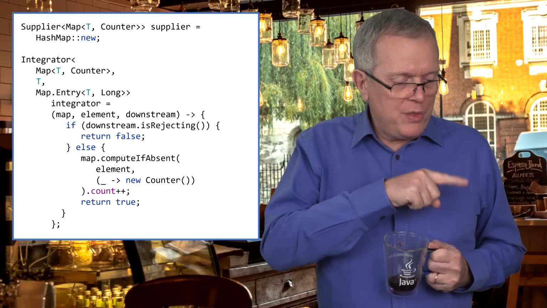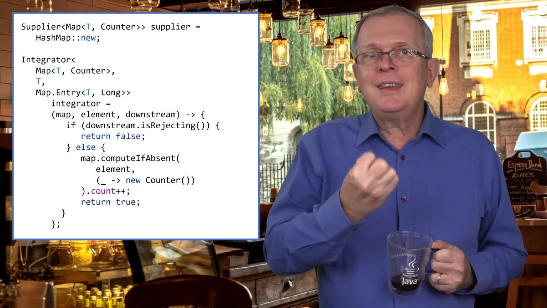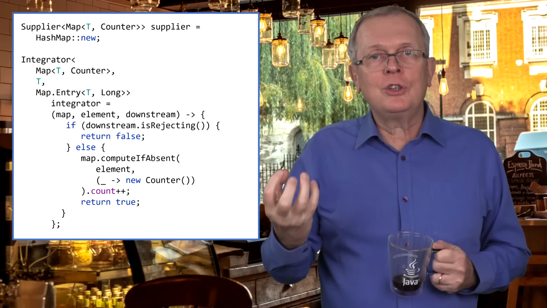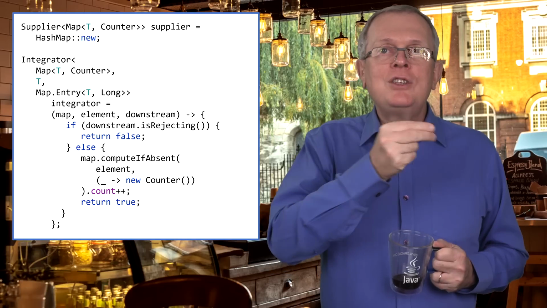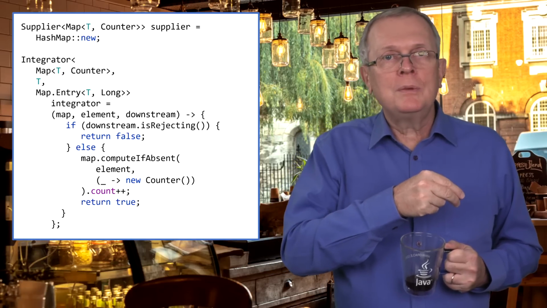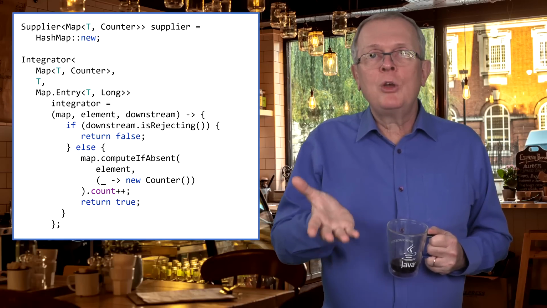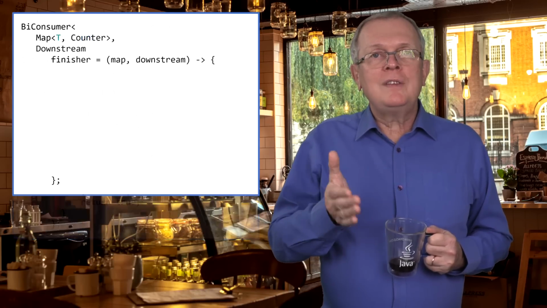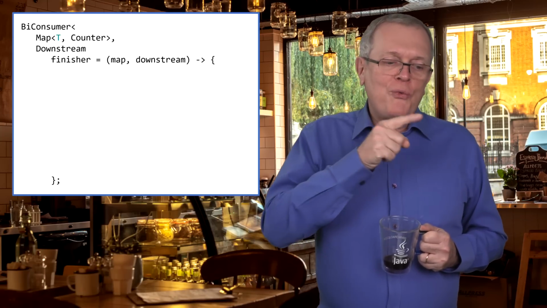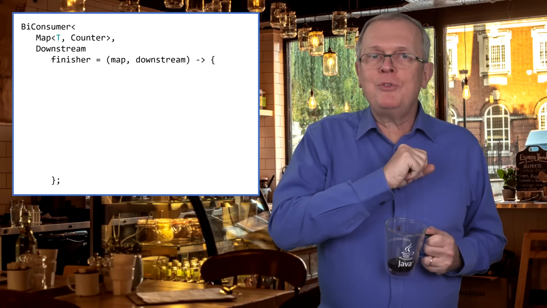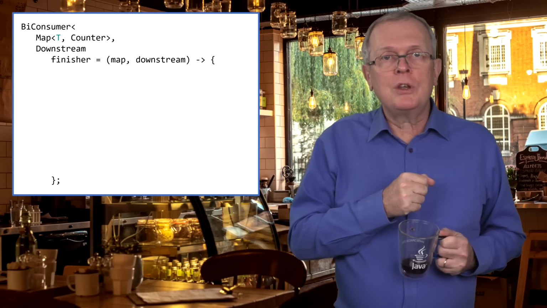So when all the elements of the stream are processed, your internal mutable state is a map of elements and Counter, where Counter wraps the number of times each element was seen in the stream. The last step is to push the results you need to the downstream with the finisher. The type of this finisher may look a little complex. The first parameter is the type of your internal mutable state. Here it is just the map you have been working with.